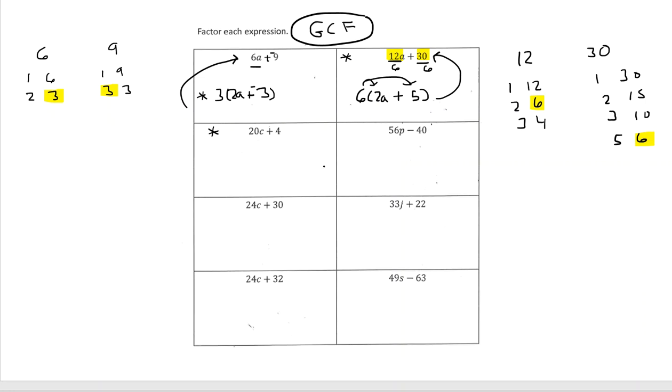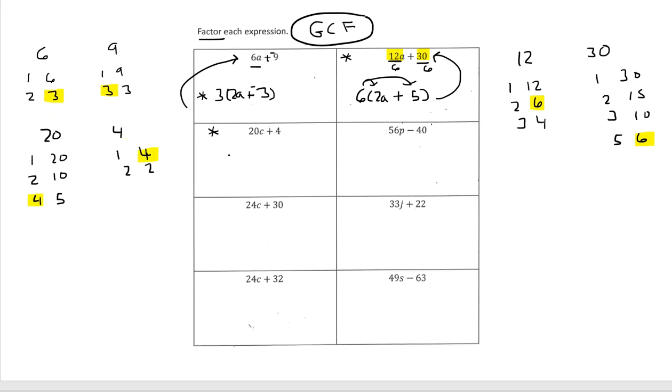20c plus 4. So remember, first step when you are factoring is to identify the greatest common factor. So factors of 20 and factors of 4 would be 1 times 20, 2 times 10, 4 times 5. Factors of 4 would be 1 times 4, 2 times 2. And so now we just need to identify our greatest common factor, which in this case is, in fact, a 4. Okay, this is our greatest common factor.